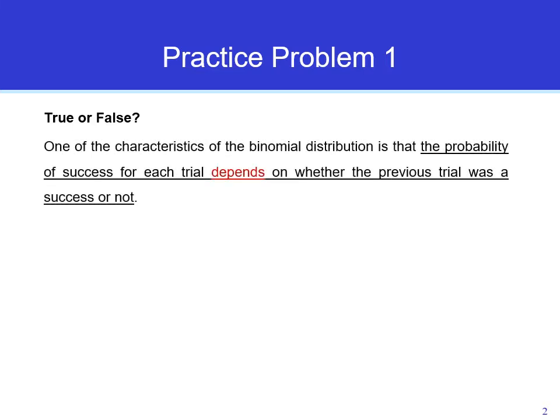Let's do a practice problem. True or false? One of the characteristics of the binomial distribution is that the probability of success for each trial depends on whether the previous trial was a success or not. So please pause, think about this question and say whether it is false or true. Right, let's see if it's false or true.